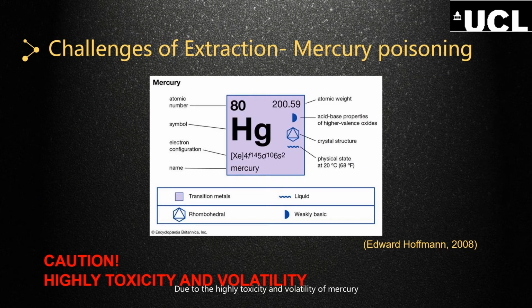Due to the high toxicity and volatility of mercury, a few grams of which is enough to cause death, how to ensure the health and safety of operators is a major challenge. That is, factories need to always pay attention to the airtightness of equipment and air quality to prevent mercury poisoning.